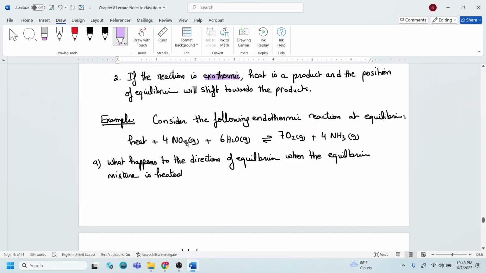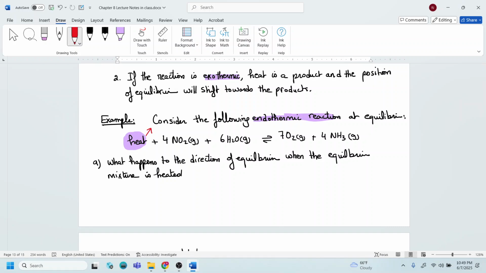Let's have an example. Consider the following endothermic reaction. So see, I am telling you here that the reaction is endothermic. So endothermic reaction means the heat is in the reactants, so that you would know what's going to happen if you add or remove heat. So what happens to the direction of equilibrium when the equilibrium mixture is heated, right? So if the equilibrium mixture is heated, what does that mean? Heated means that I am increasing the heat.